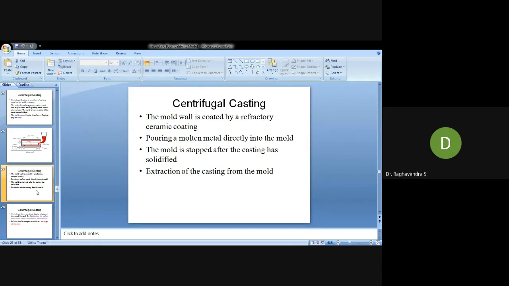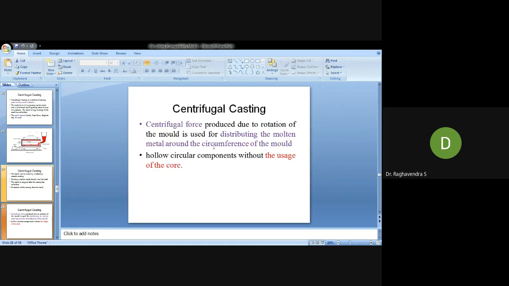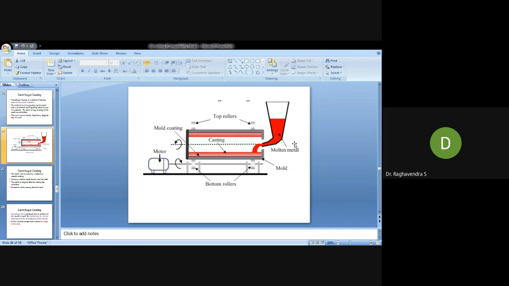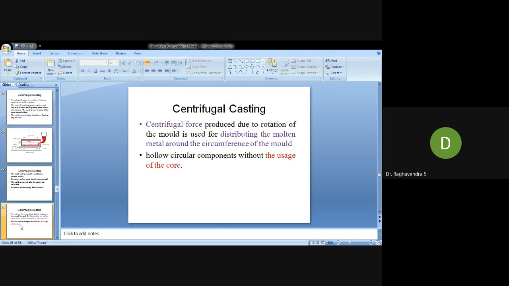Okay, right. So centrifugal casting, extraction of the casting from the mold. This is the procedure. Centrifugal force is produced whenever it's rotating. Because of the centrifugal rotation, the molten metal will rotate at very high speed inside the mold and spread across the circumference. It distributes the molten metal around the circumference of the mold, making a hollow circular component without the usage of a core. In the factory there will be 10, 20 like this. Per day, they'll produce around 50 to 100, in 2 or 3 hours. Then they'll solidify, and take it to the next level.